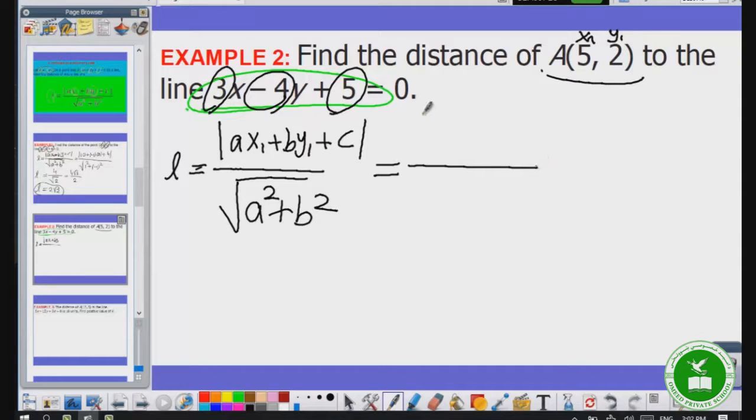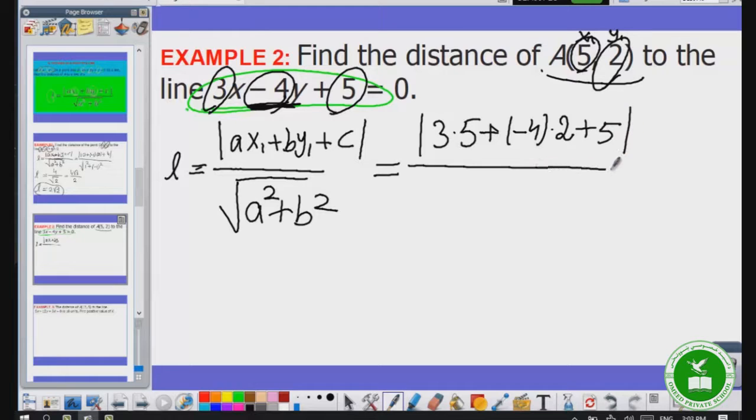Okay, here A is, as you see, 3, the coefficient of x is 3. x1, the x coordinate of the given point, is 5. So 3 times 5 plus B times y1. B is the coefficient of y, which is minus 4. Minus 4 times y1, where y1 is the y coordinate of the given point, which is 2. Plus C is the constant number in the equation of the line, that is, here it is 5.